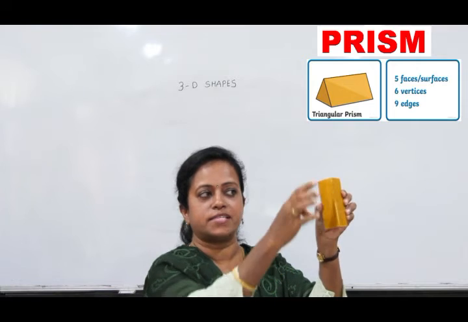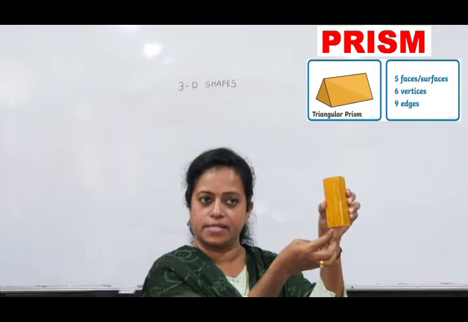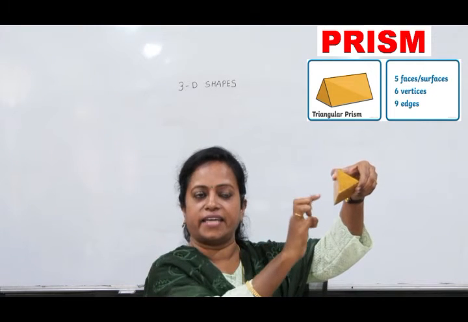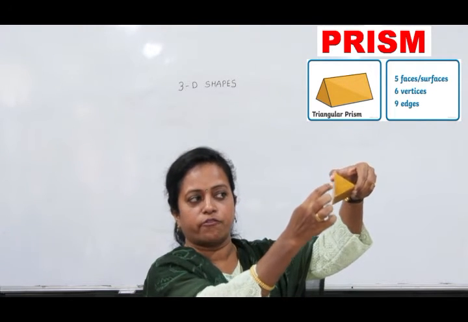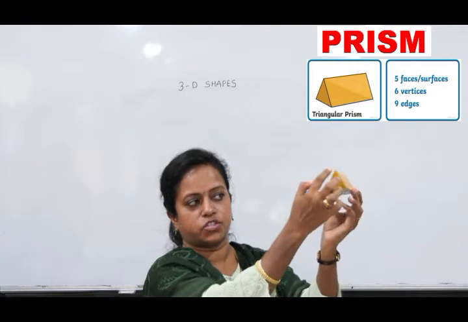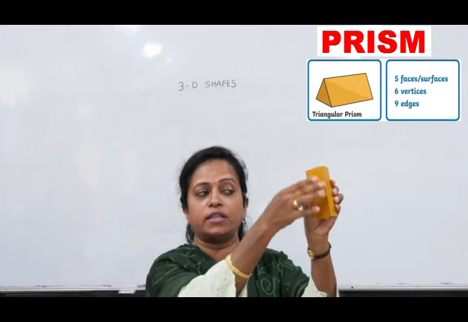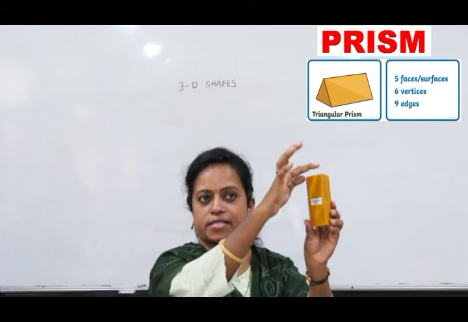Again observe this triangular prism. A prism has two identical bases which are parallel to each other and they are named according to the bases. For example, here the shape is a triangle, so this is called a triangular prism, and all the other faces will be rectangular.